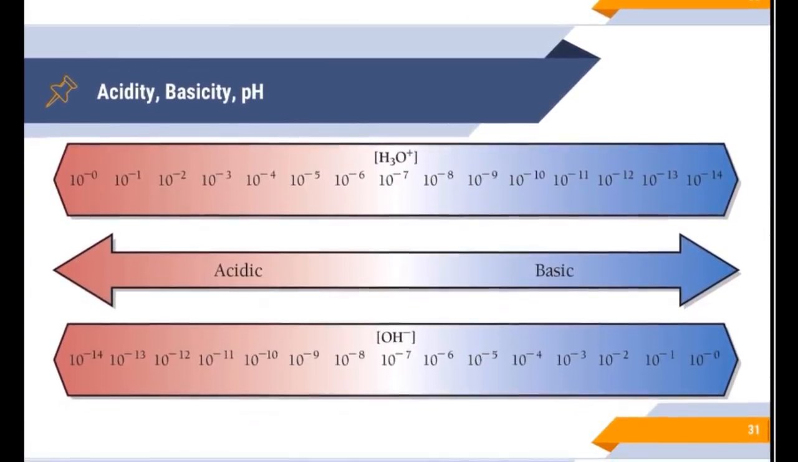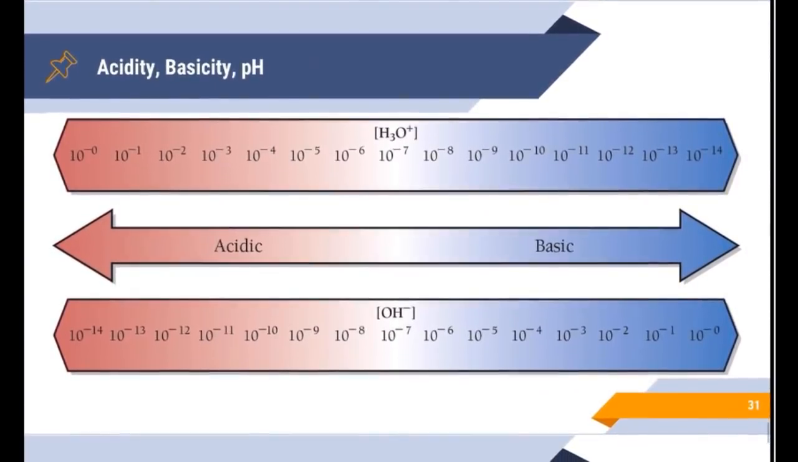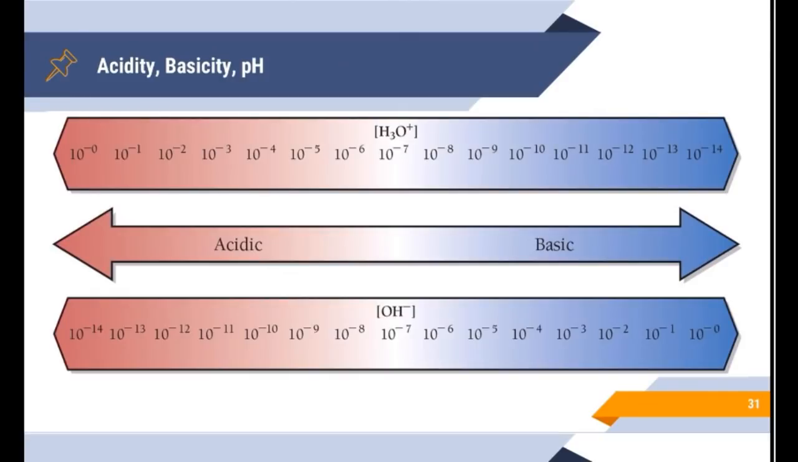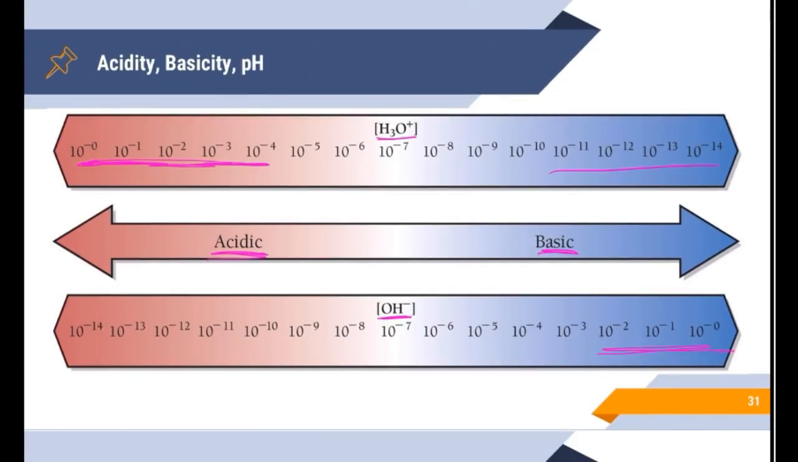So when we're talking about acidity, you may think of pH. When we're looking at hydronium concentration, as I get a higher concentration, remember negative exponents give me bigger numbers, so higher concentrations over here, I become more acidic. Lower concentrations, I become more basic. For hydroxide, the higher concentrations are basic and lower concentrations are acidic.